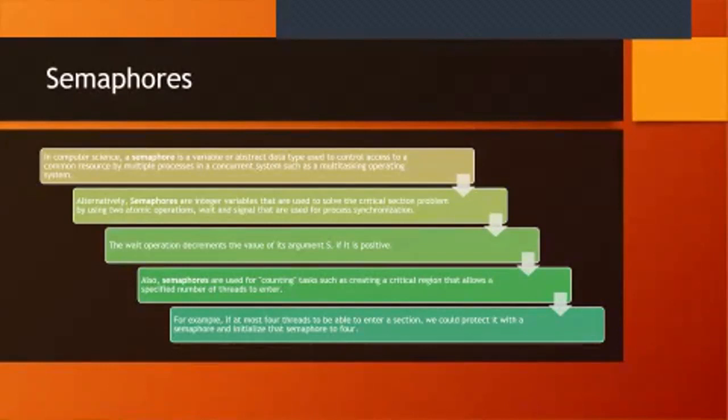Now, if we want to give an example, if at most 4 threads are to be able to enter a section, we could protect it with a semaphore and initialize the semaphore to 4.